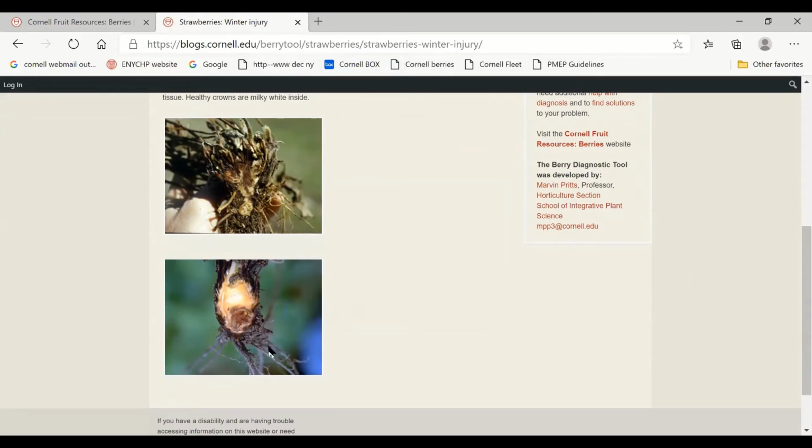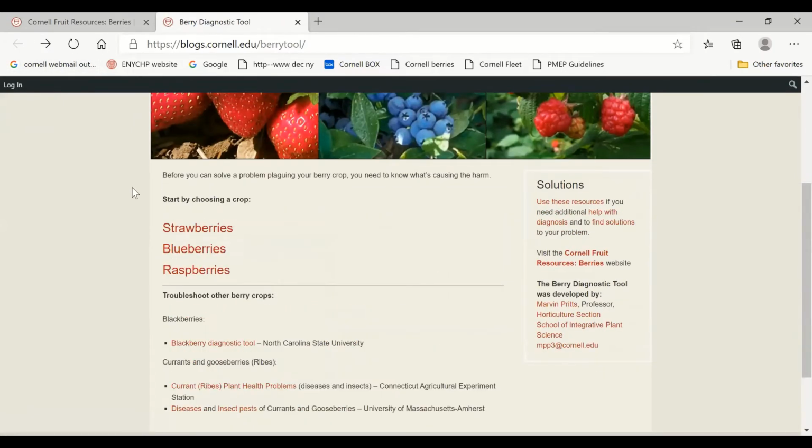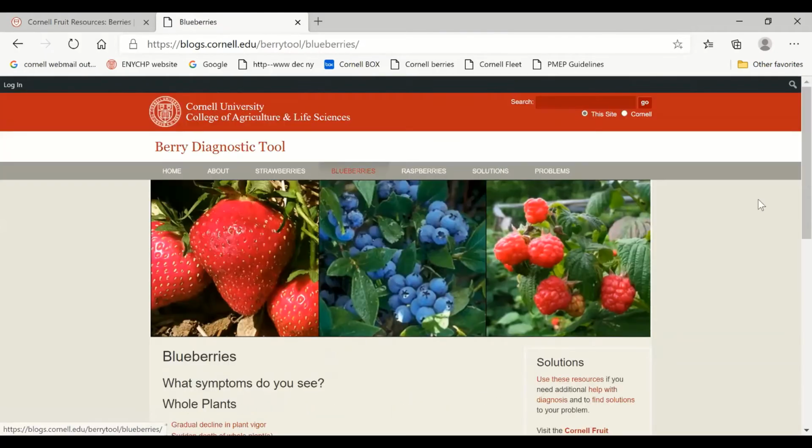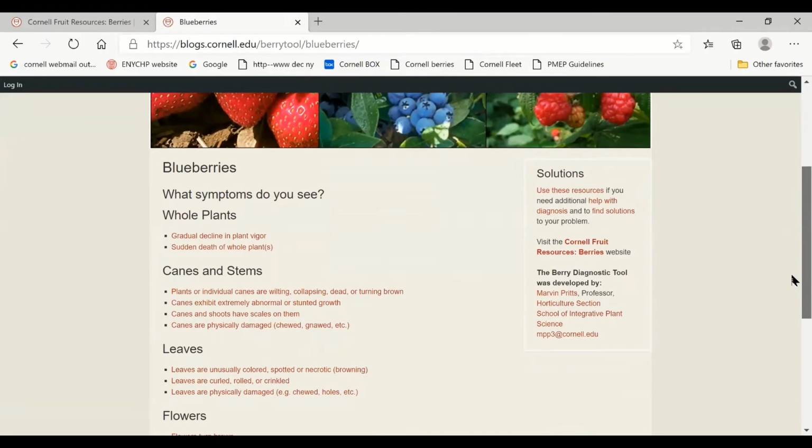The roots, to be honest with you, these roots don't look particularly healthy, but these roots look pretty good. They should look white. But then you definitely see that the growing point is rotted out. So that had some winter injury. So this is a really great tool, has all kinds of diseases and insects that are here.